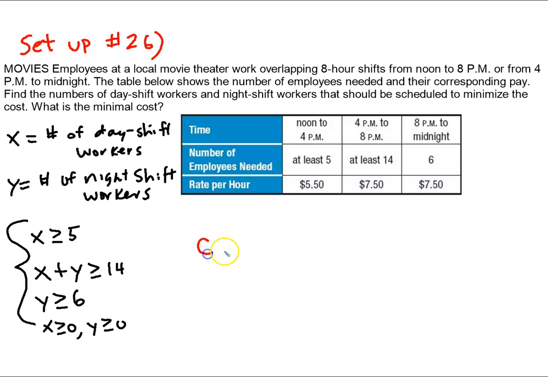So I'm going to call this C for cost. All right, so what are we told? These workers are going to cost us, as the movie theater, $5.50 per hour per worker. Okay, so think about that as we build this cost function. Well, this is a 4-hour shift, and we're paying $5.50 per hour for every day shift worker.